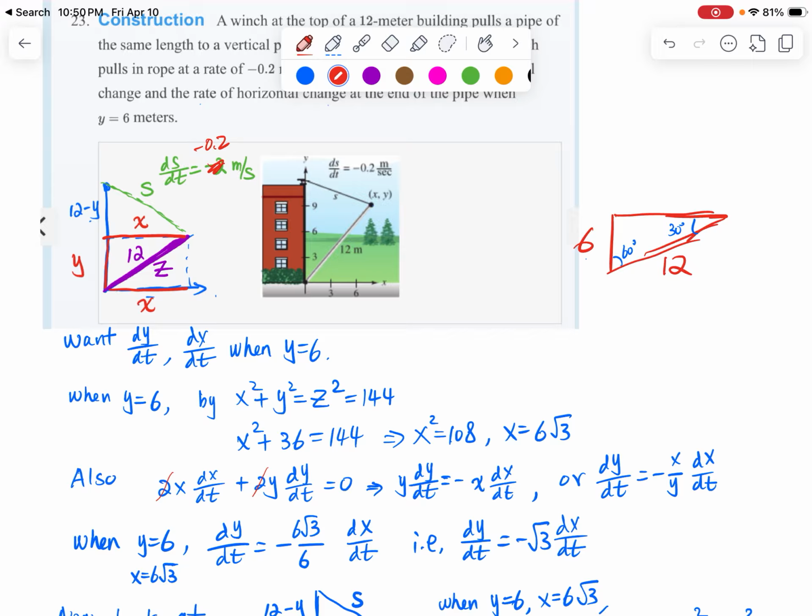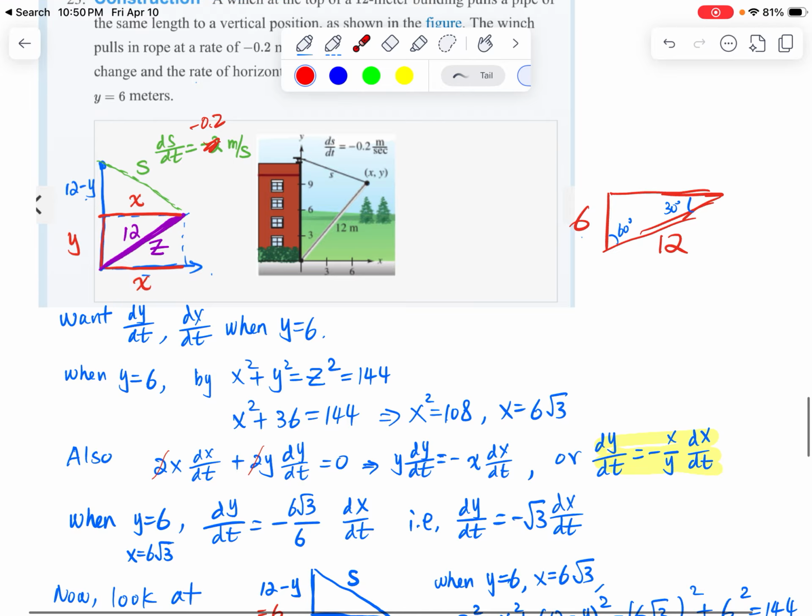What that means is, if you find the dx dt, then you can use this relationship to find the dy dt. So now we've established this relationship right there, okay? And then next, let's make this more concrete here.